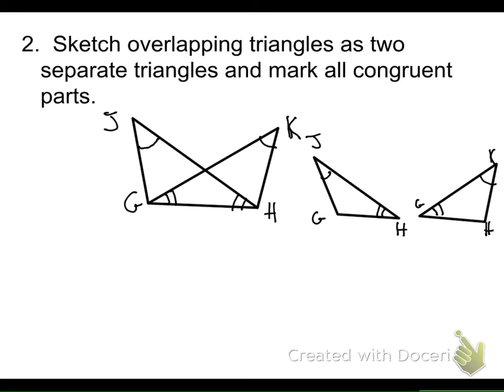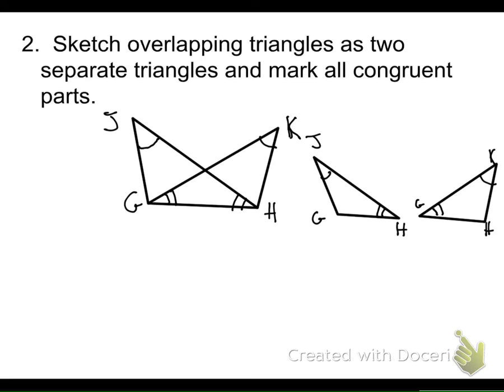Our first step was to sketch overlapping triangles as two separate triangles and then mark all the congruent parts. So I marked the congruent angles. Is there something else that's congruent that I did not mark? I'm asking it, so it's a pretty good guess that there's something else that we know is congruent. What else is congruent in this picture? Angles GK and JH? We don't know that yet, or we're hoping to show that. We know something else on this picture. But thank you for trying. Jeremy?